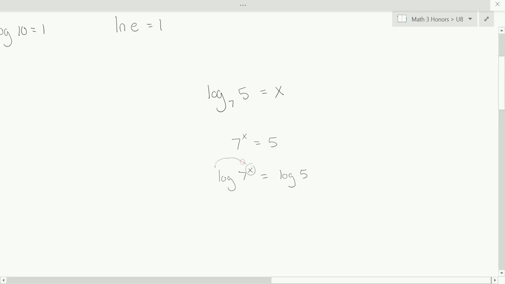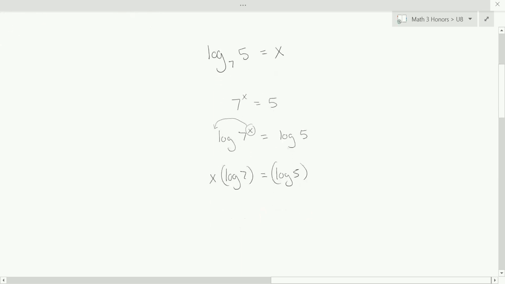There's something called the power property that we studied, that allows me to do this. Now I can divide by log 7, and I get x is equal to log 5 over log 7. And so if I want log base 7 of 5, that's the same thing as working in base 10 and putting in log 5 over log 7. Now we can use our calculators to find something in a base that we originally couldn't. So log 5 over log 7, what does that approximate to? Give me the third decimal place. 0.827.